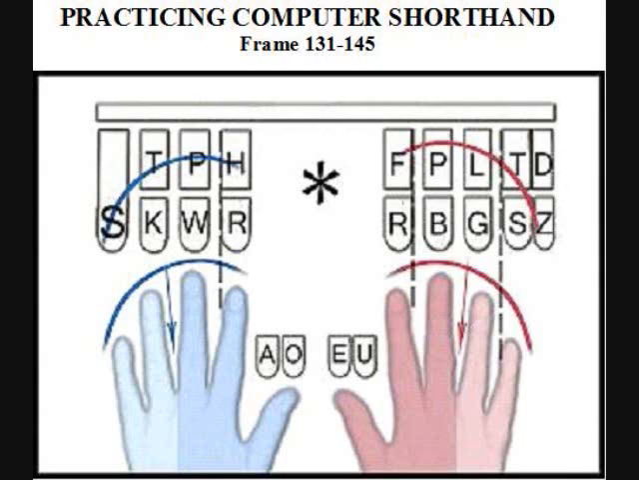Listings, rulings, settings, tracings, writings.